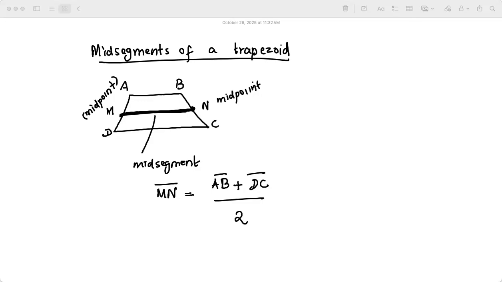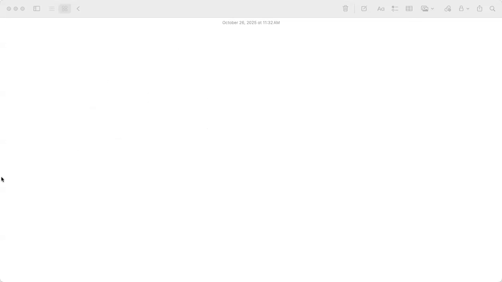So did you guys understand the mid segment? There will be a lot of problems using this. It's not just a formula, just understand how it works. The length of the mid segment is the average of the two bases. Now let's go ahead. I don't want to go to a kite yet, we are not there. How about this? I'll give you a tricky question right away.